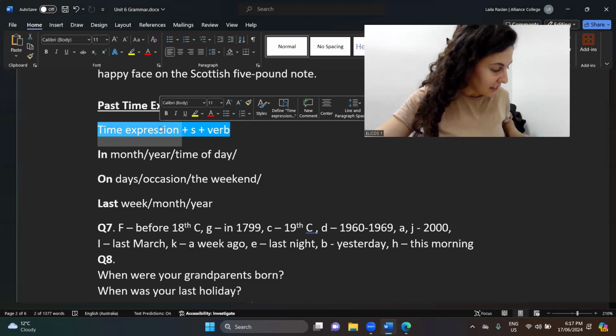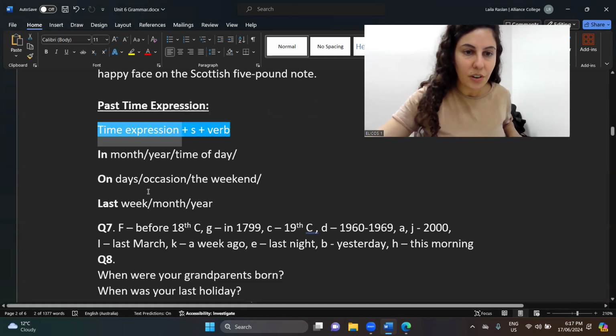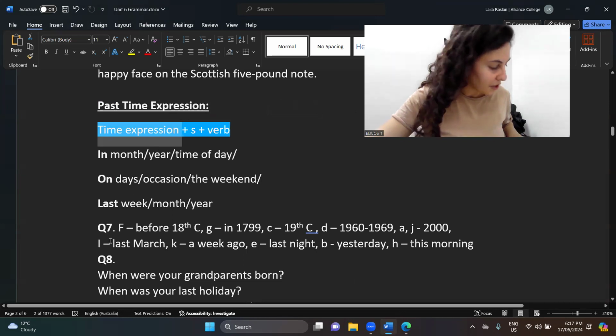So let's have a look at number 7. When I was a child, let's put them in order. We've got some of these time expressions. Yesterday is another time expression.